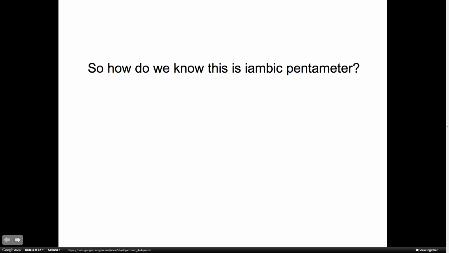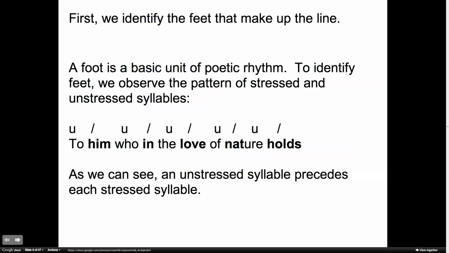So how do we know that this is iambic pentameter? First of all, we have to identify the feet that make up the line. A foot is the basic unit of poetic rhythm, so the main way to determine a foot is to figure out the pattern of stressed and unstressed syllables in a line of poetry. In this case, as we can see, to him who in, the stressed syllable is always preceded by an unstressed syllable.